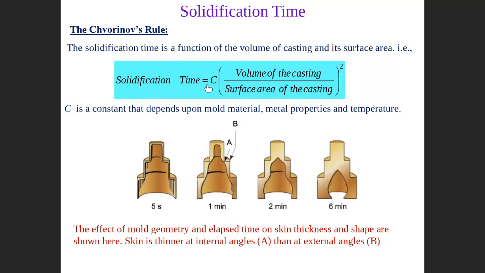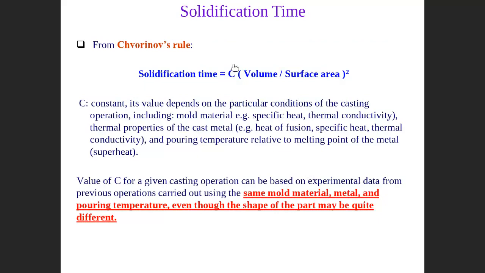Actually, this constant is in the equation here. So solidification time equals a constant times volume divided by surface area squared. The constant here, and listen to me carefully, please. The constant here depends on the mold material, the pouring temperature, and the liquid material. Three things. Let me highlight. It depends on the mold material. This is the one thing. Mold material means the material that you use to manufacture the mold. The second factor is the metal that you cast. The third factor is the pouring temperature. So three factors. Very important. So C, which is a constant, depends on these three factors.